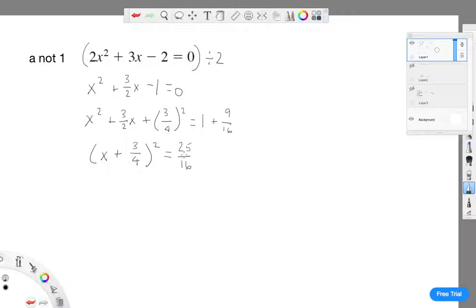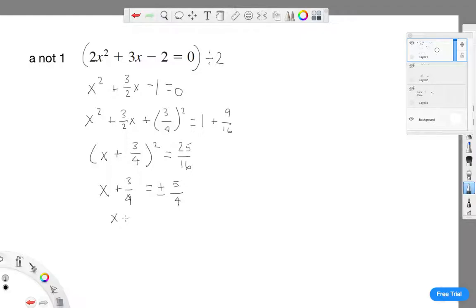So it's looking pretty simple here. We have k is greater than 1. Therefore, we can take a square root of both sides. We get x plus 3/4 is equal to plus or minus the square root of 25 over 16. And so the square root of 25 over 16 is 5 over 4, just the square root of 25 over the square root of 4.